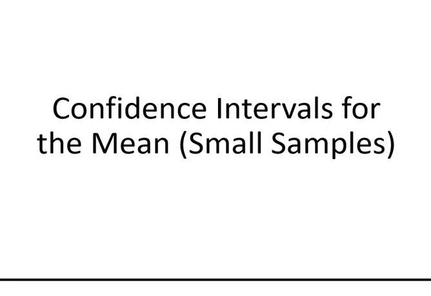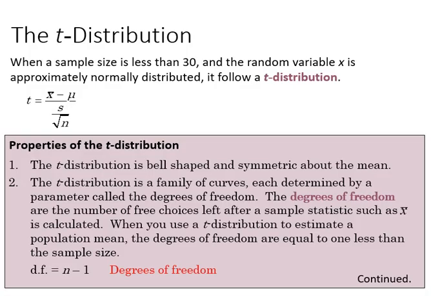Hi, this presentation will go over the idea of confidence intervals for the mean when we have small samples. So when we have sample size less than 30, we don't use the z distribution, we switch to the t distribution. And here's the formula for that. We have t is equal to our error, x bar minus mu, divided by s, the sample standard deviation, divided by the square root of n, which is our sample size. And that's going to give us a t-distribution.